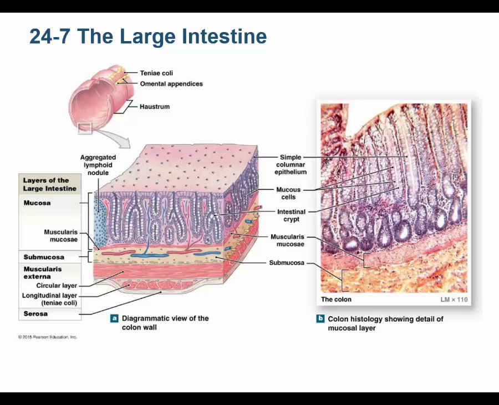You can see the four tunics just like before. There certainly is the same four tunics as you're used to. Look at the tinea coli. It's not a complete longitudinal layer. Your circular layer is complete, just like the rest of your digestive system. But the tinea coli is a band of longitudinal muscles, and that's why we get the haustra.